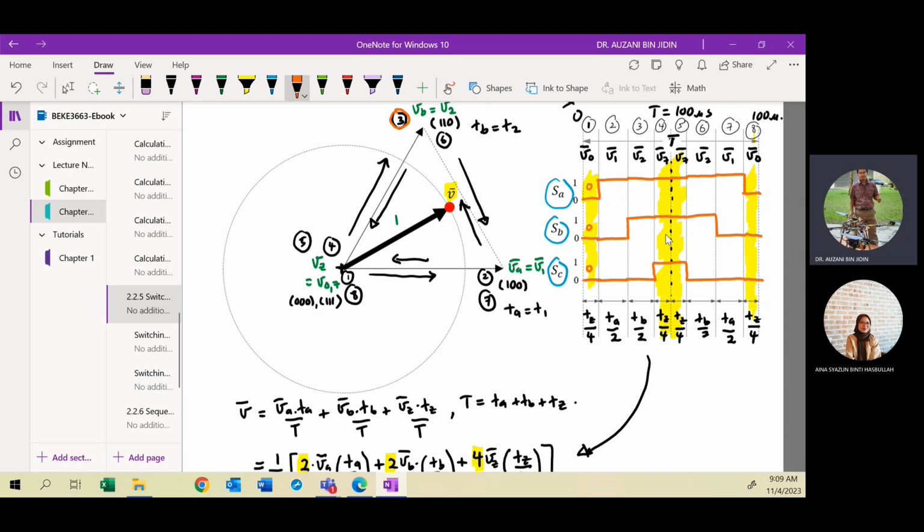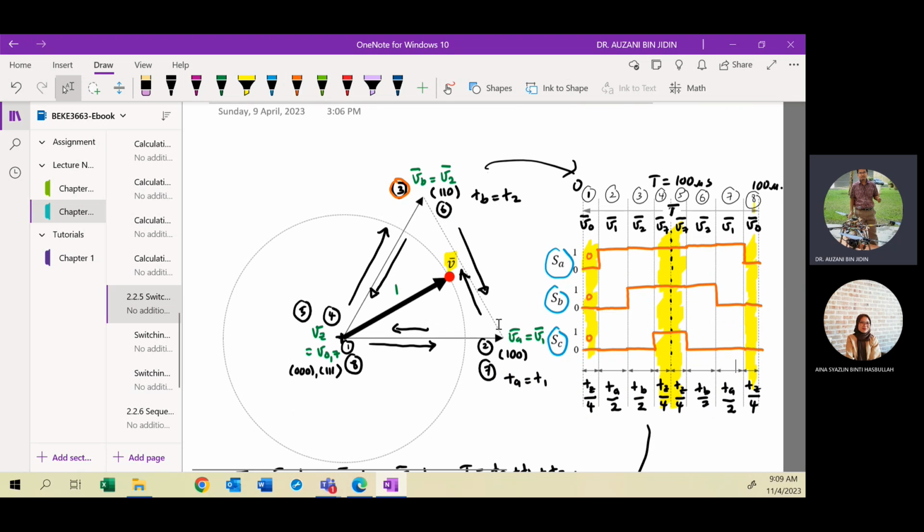So actually in SVM you have two approaches. One is symmetrical and the other one is asymmetrical. For this subject, we focus on the first approach, symmetrical. You can see the switching pattern, the state is mirrored for the left and right hand side. At the beginning and at the end, 0. At the middle, 1. Okay, so this is how the modulator switches the vectors for one sampling period within T time. Okay, any question?